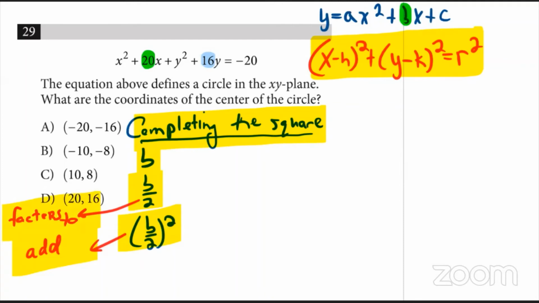So for the x side, you have 20. Divided by 2, you have 10. And square it, you have 100. For the y's, you have 16. Divided by 2, you have 8. Square it, you have 64.